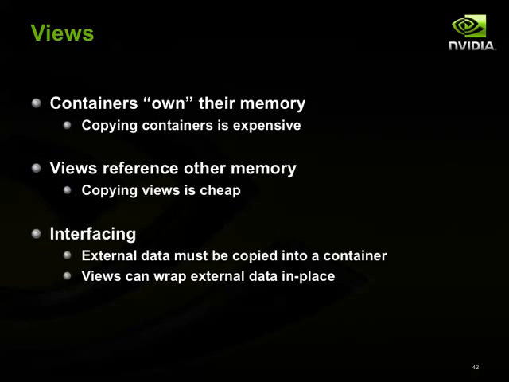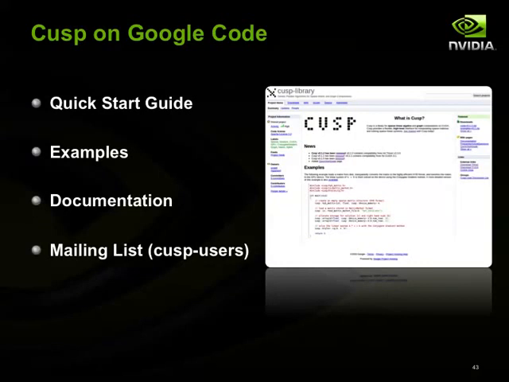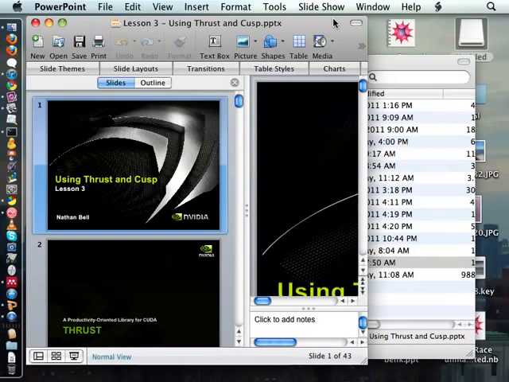There are examples of this on our website. It's a bit complicated to use, but it's a very nice feature. So like Thrust, we have a Cusp website on Google Code. You can just Google for Cusp, and I think it comes up on the front page. So it's pretty easy to find. And that concludes my talk, so thank you.